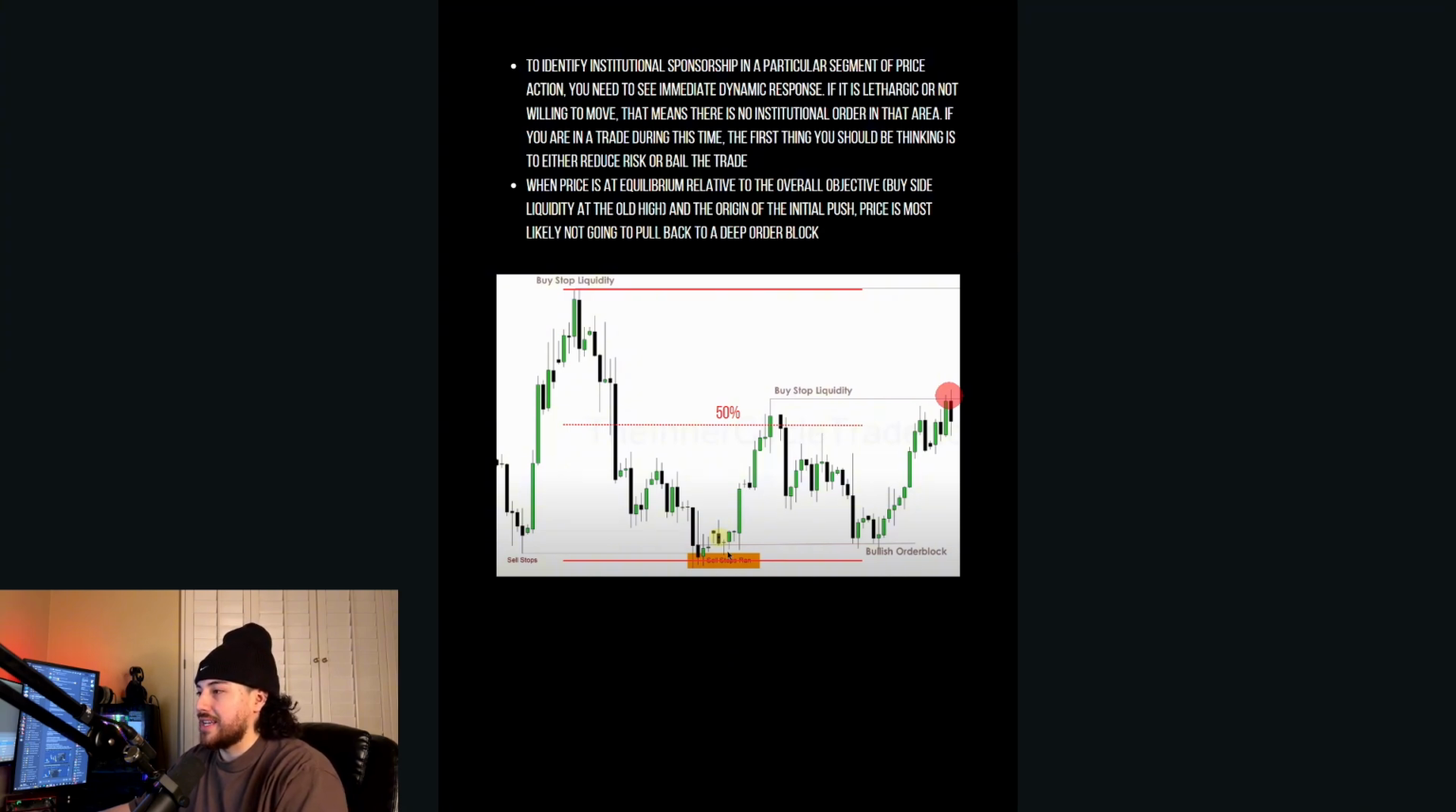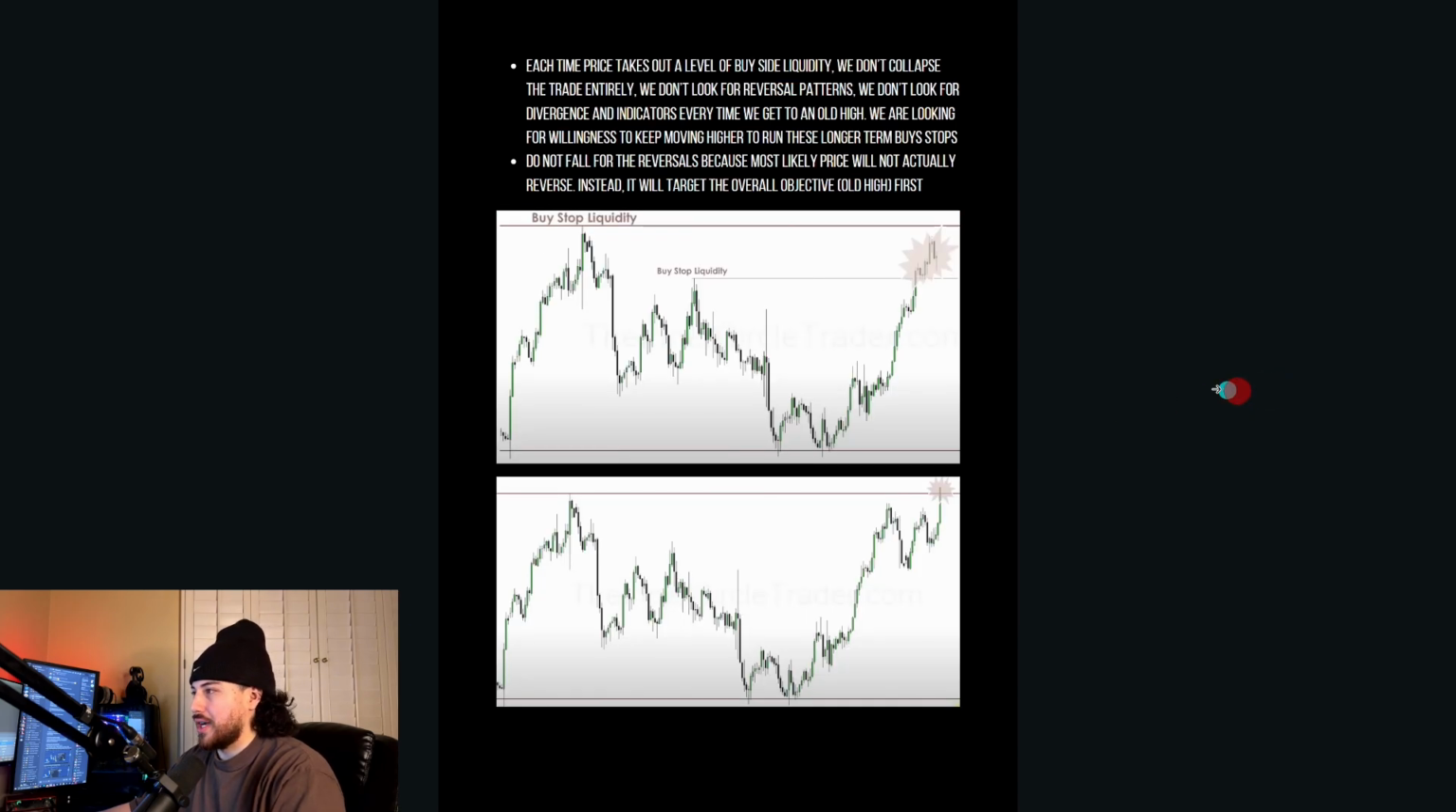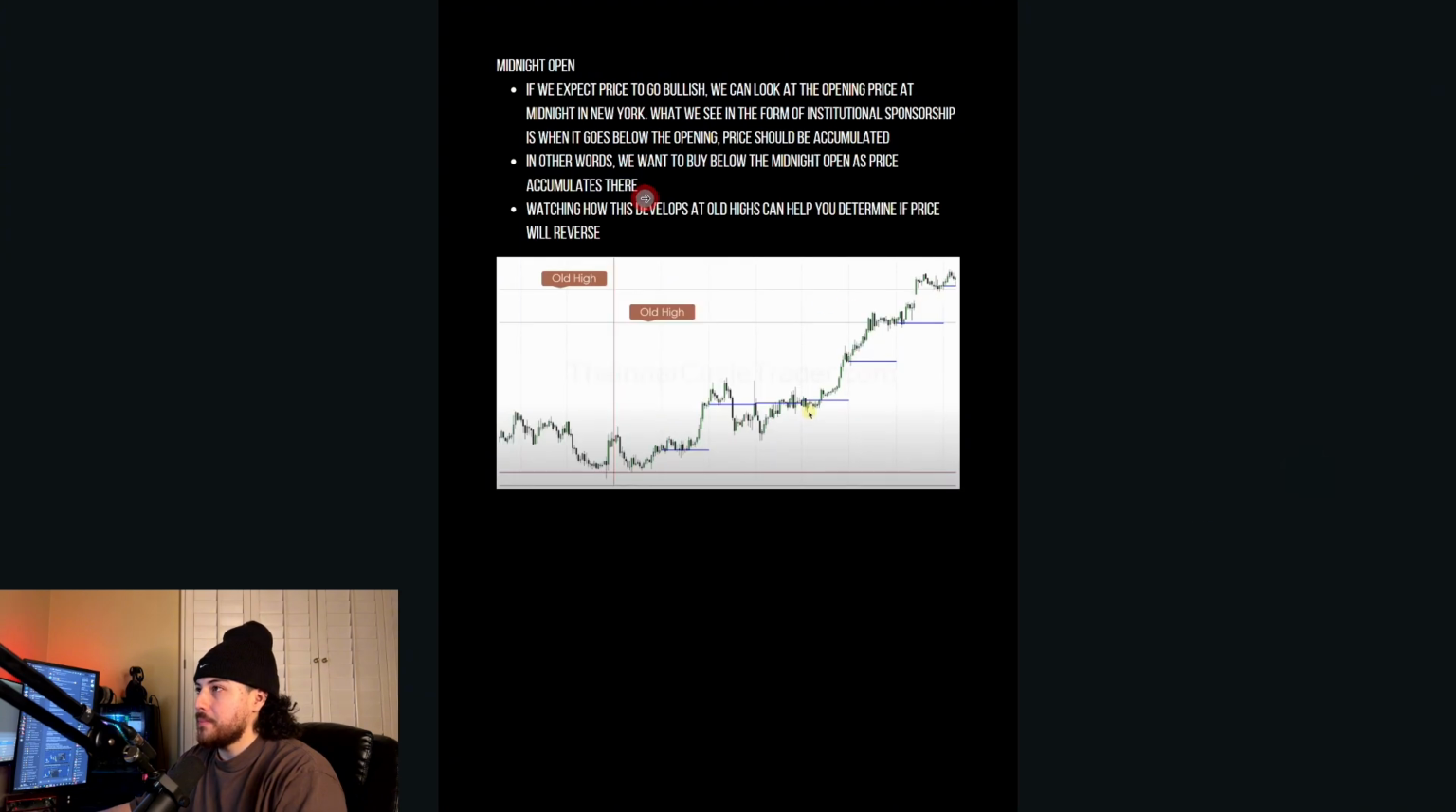And hopefully, in the case that we do take longs down here or even longs down here, once price takes out buy sell liquidity, he is recommending that we don't actually collapse the entire position, because we should anticipate price to continue to go higher if our overall objective is still correct. So here we can see price takes out buy sell liquidity. People may be potentially looking for shorts, but again, we anticipate price to run this old high. So we would want to hold our position up into new highs, as we can see right here.